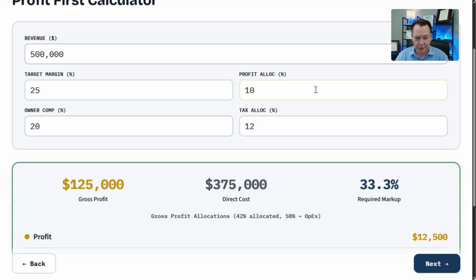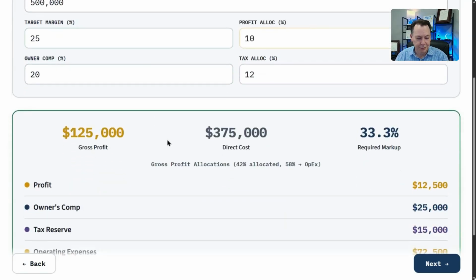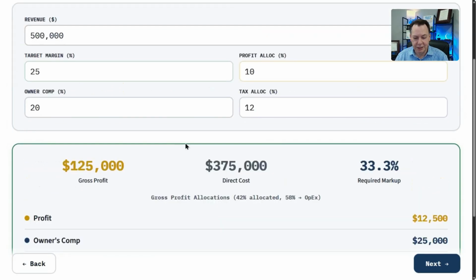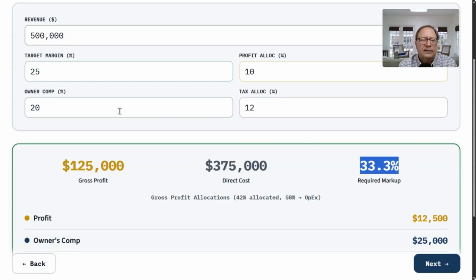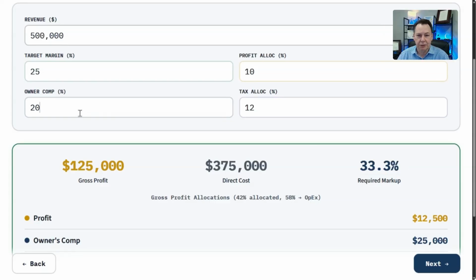I get it. The owner is going to take home less money. And again, I'm not going to get into the math because I think I'm going to lose everybody on this one. As you can see, required markup, that's 8.3%. So whatever you think you're going to make in your owner's comp is actually going to be 8.3% lower. Same with your profit and your taxes. It's just not going to be there.